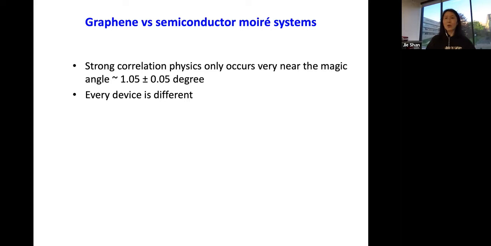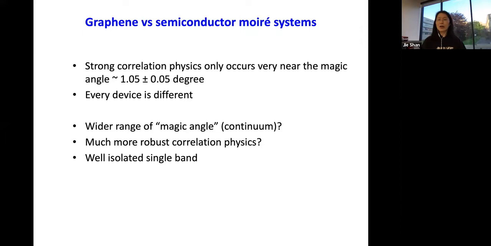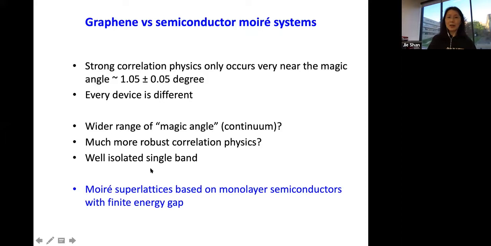Everybody in the twisted graphene business knows the character of each device is different, just like our students maybe, or ourselves. So we are thinking about whether we can come up with a system with a wider range of magic angle. Can you have a wider tuning range? Can we observe much more robust correlation physics or isolate a single band? And the answer is yes. And we just need to work with something with a band gap to start with, unlike graphene.